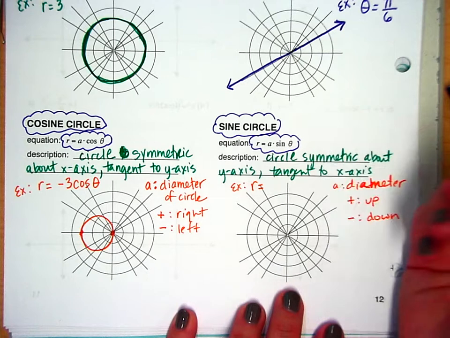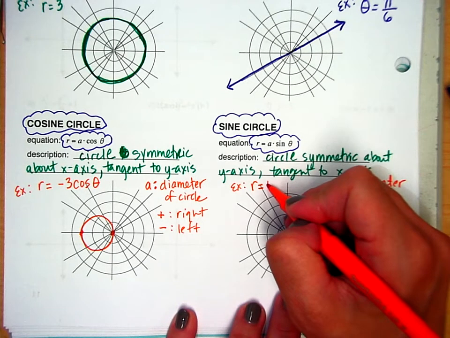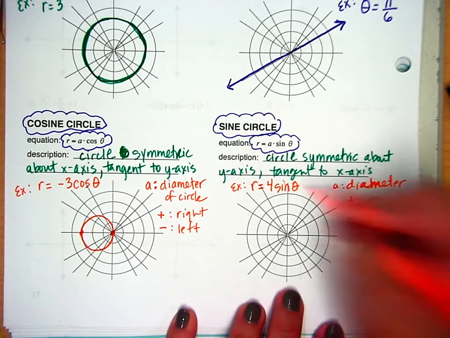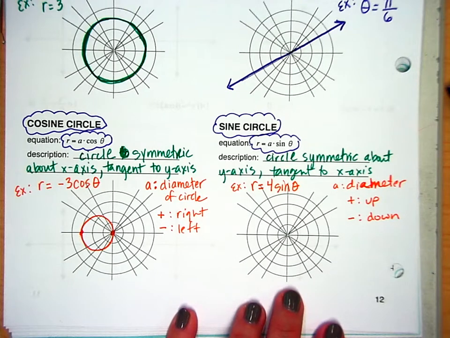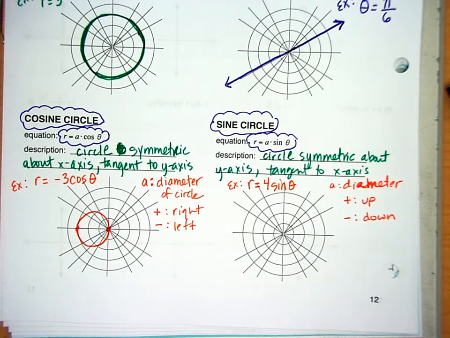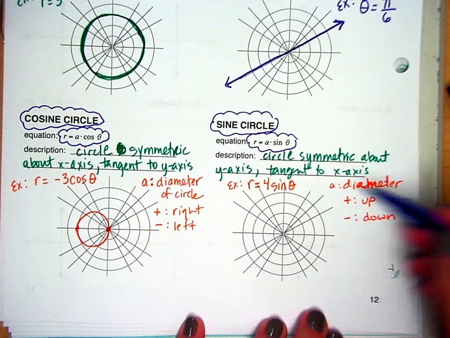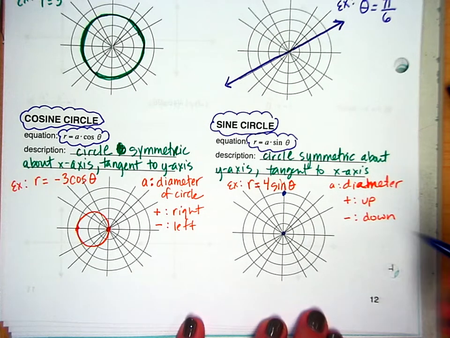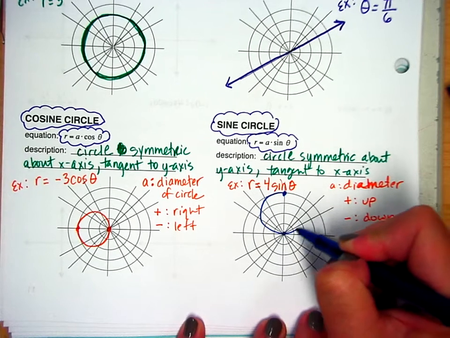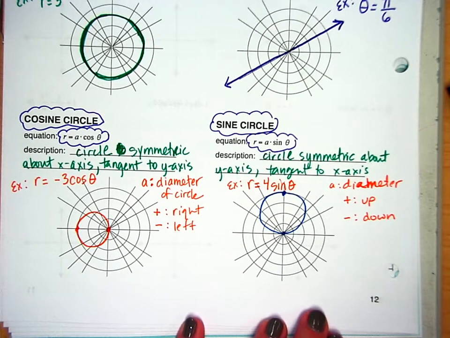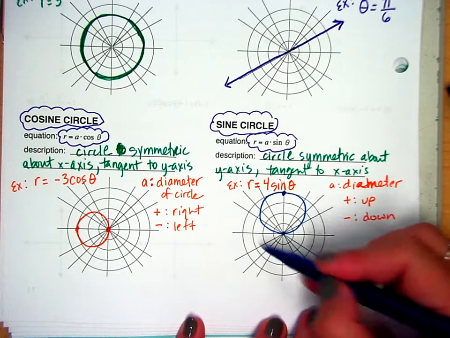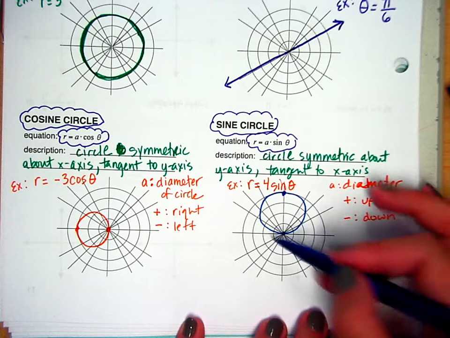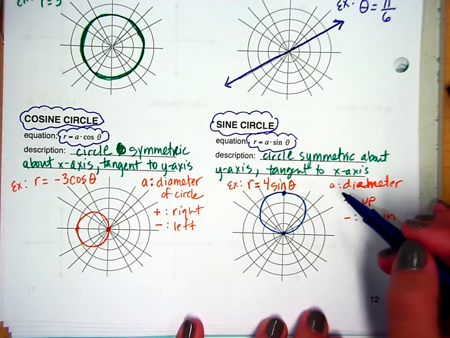All right, so let's have you guys graph R equals, we'll do 4 sine theta. So what would 4 sine theta look like? It's positive, so it's got to go up. Diameter of 4. So I go 1, 2, 3, 4. Tangent to the x-axis at the pole. Symmetric about the y-axis. Is that what you do? That's it. Nice, easy circle. Your circles don't have to be perfect. Mine never are. So those are our first 4.